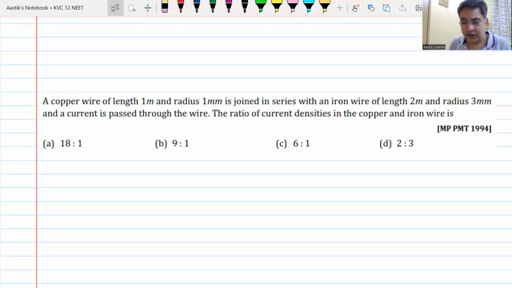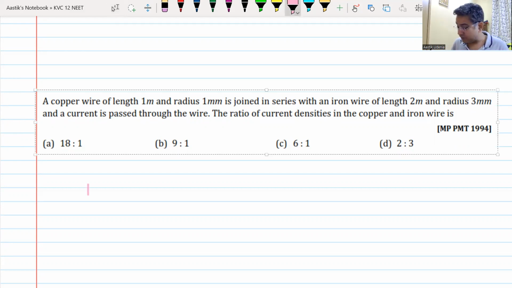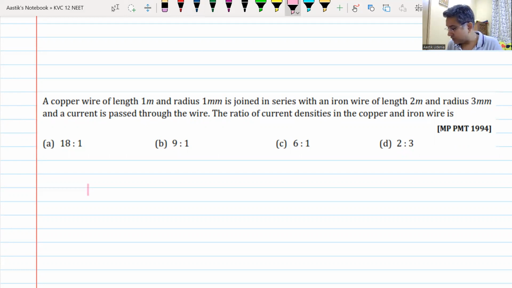So since we have understood what is current density, this is a question that I am giving you as homework to try in the next class. What you have here is a copper wire of length 1 meter, radius 1 meter is joined in series together with an iron wire of length 1 meter and radius 3 mm, and a current is passed through the wire. What is the ratio of current densities in the copper and iron wire? We will start the next class with this question.